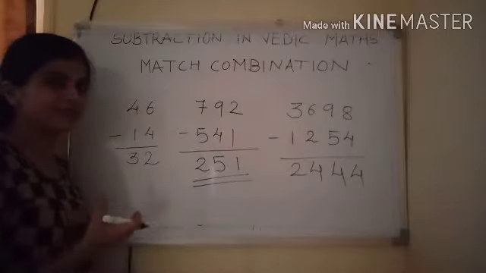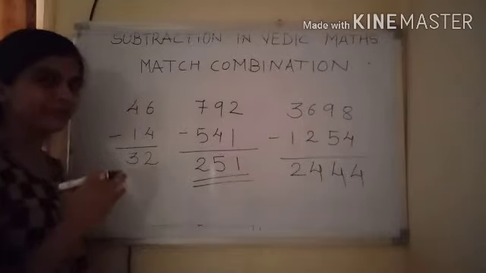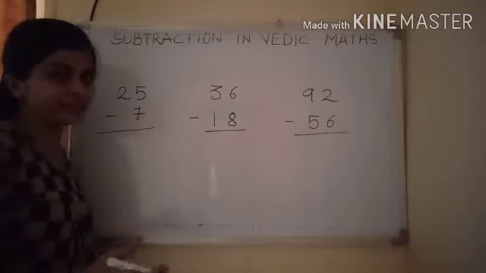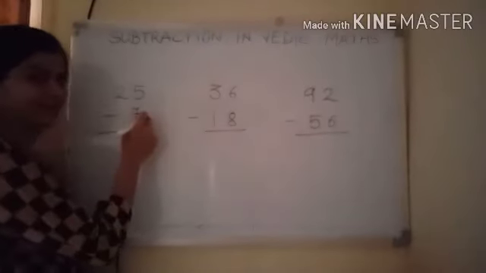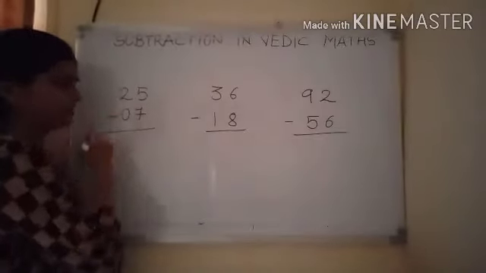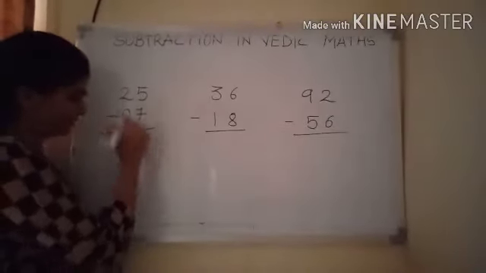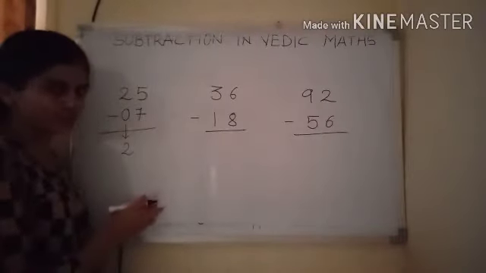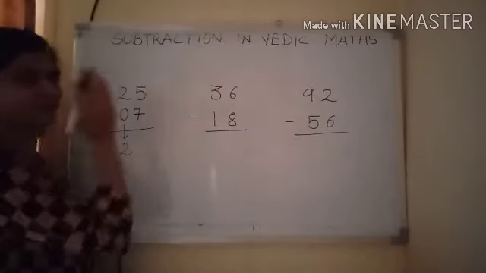Now let's discuss some examples which have mismatch combinations and match combinations. I have written some examples. We need to solve them. Start from the right hand side. 25 minus 7. For balancing, I am writing 0. 2 minus 0, that is 2. Right? Now 5 minus 7. 5 is less than this 7, so we can say it is a mismatch combination. Right? As it is a mismatch combination, we cannot subtract 7 from 5.